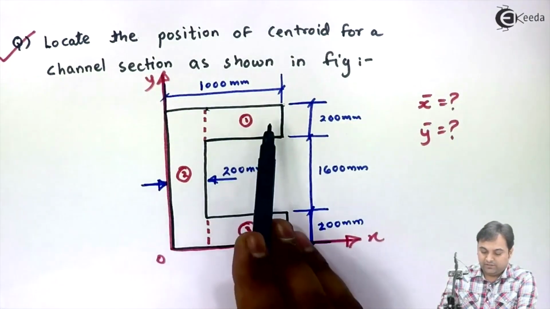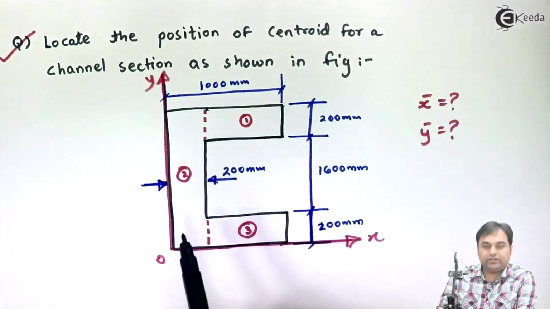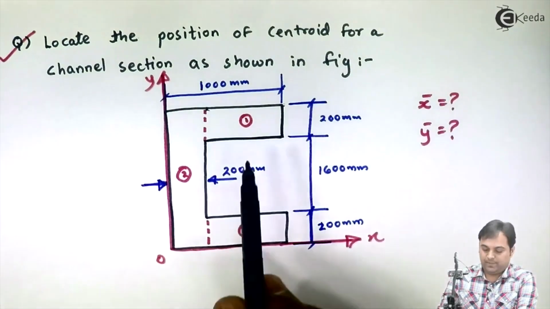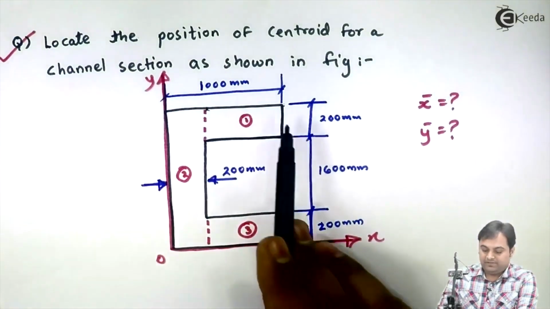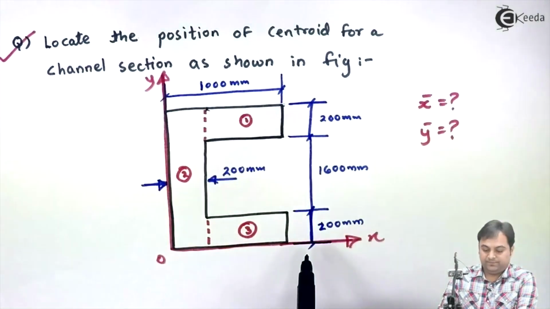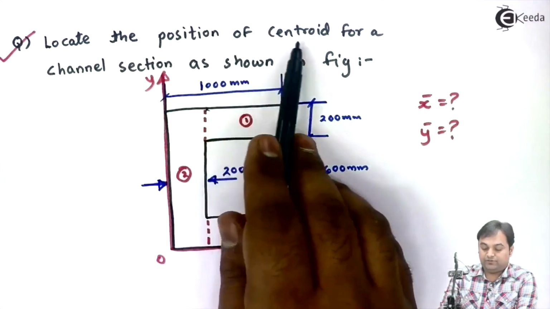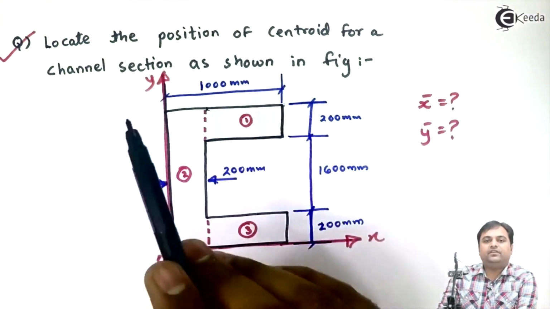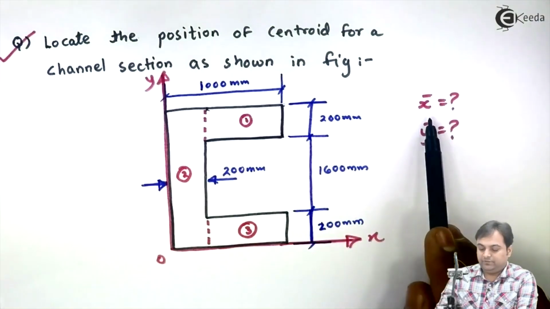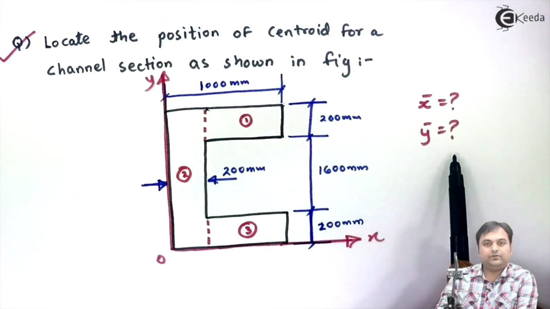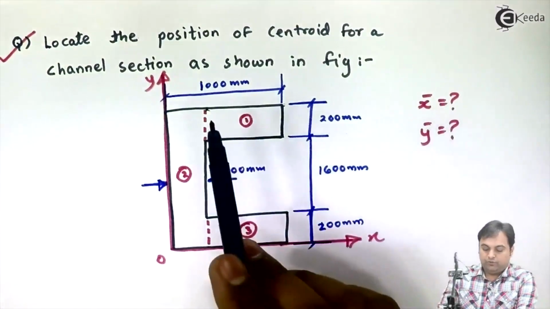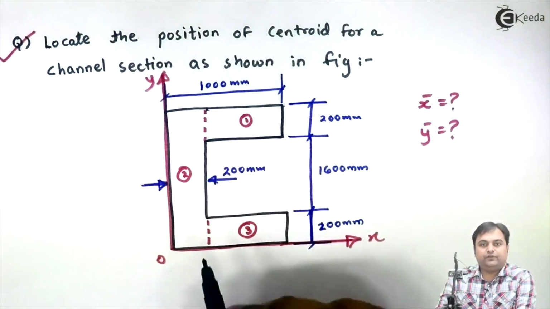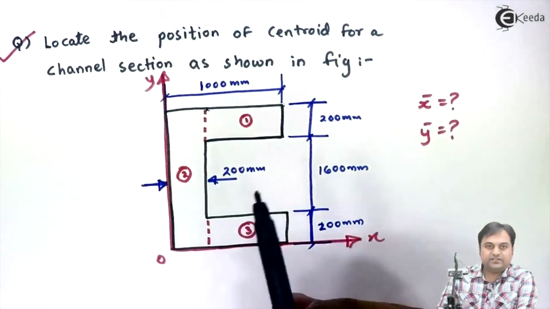As we can see here, a C section, or in other words it is also called a channel section, is given. The dimensions of the channel section are given. The question is to find the position of centroid. And when we say position of centroid, it means we need to calculate x bar and we need to calculate y bar.